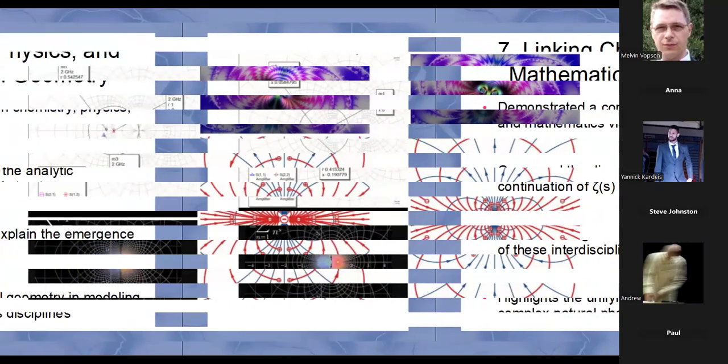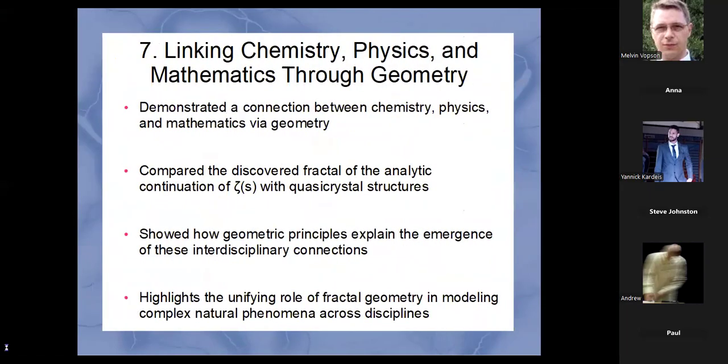So the next point: linking chemistry, physics, and mathematics through geometry. We demonstrated a connection between chemistry, physics, and mathematics via geometry. And we compared the discovered fractal of the analytic continuation with quasicrystal structures, and showed how geometric principles explain the emergence of these interdisciplinary connections.